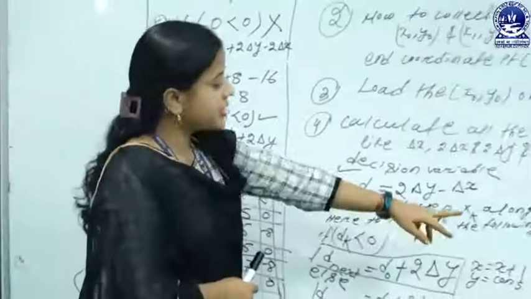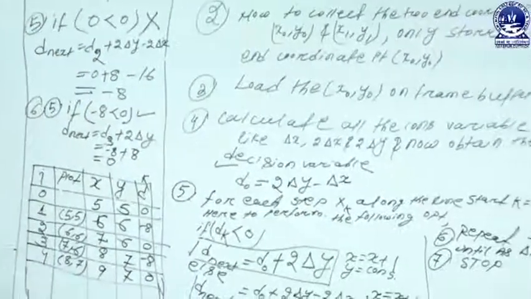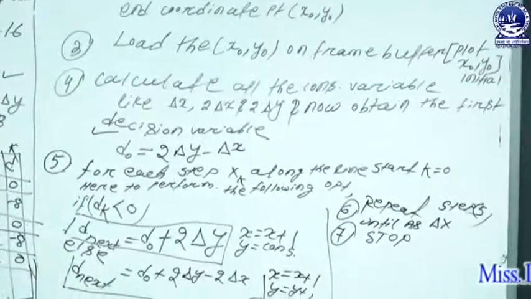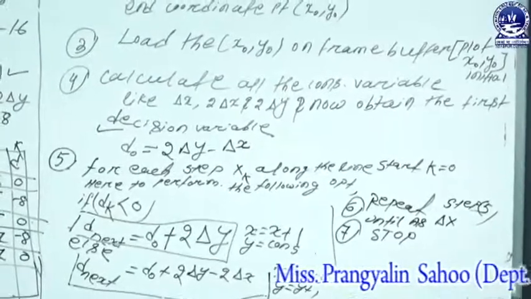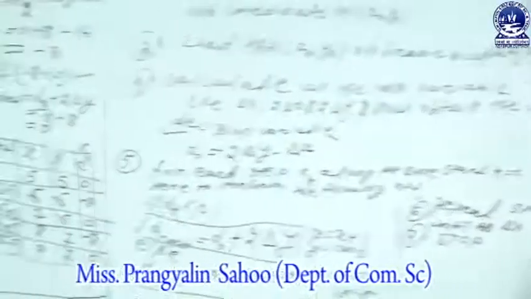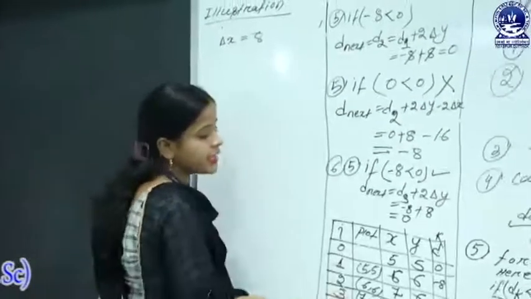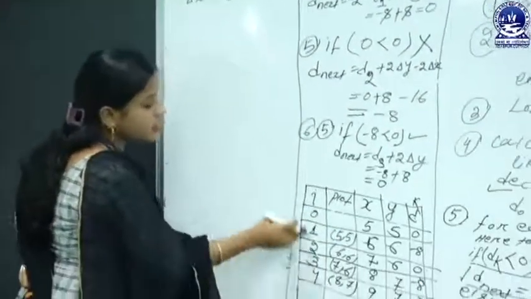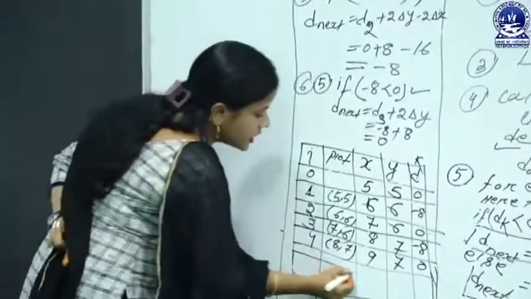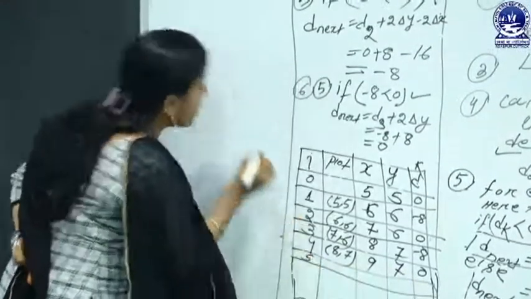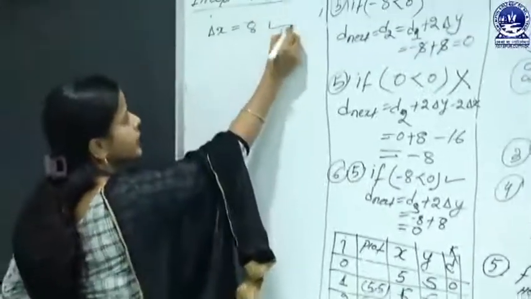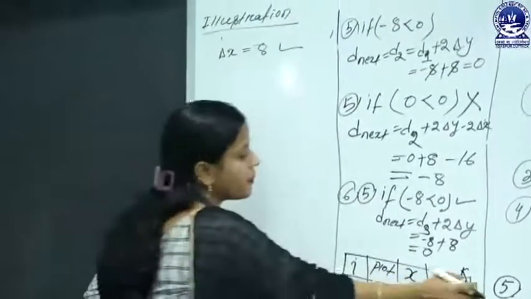So now to check step 6, here step 6 means the whole program is executed delta x times. That means here delta x is 8. So whenever we calculate the next iteration, it is checked with the counter value. So now the next counter value is 5. 5 is not equal to 8. So it again executes step 5.